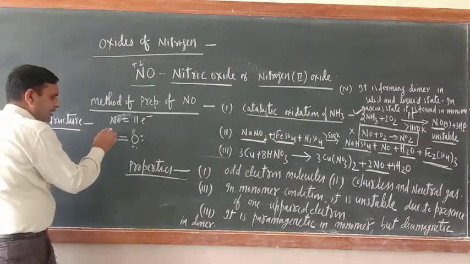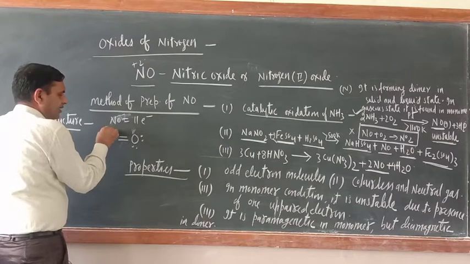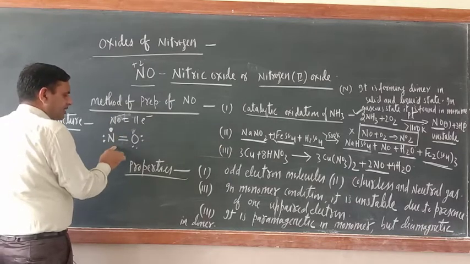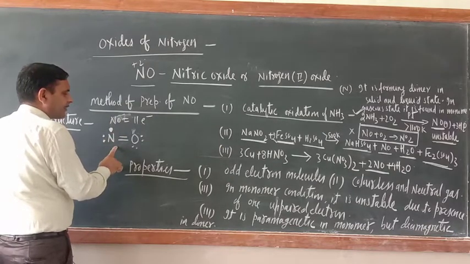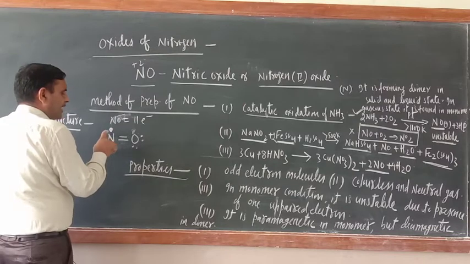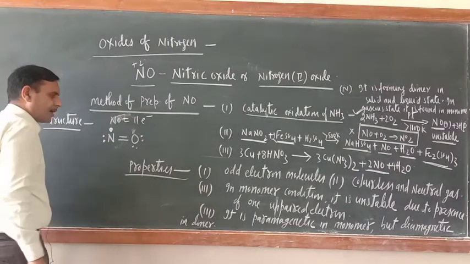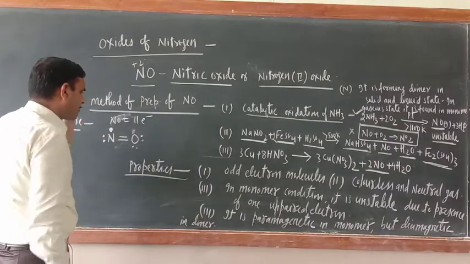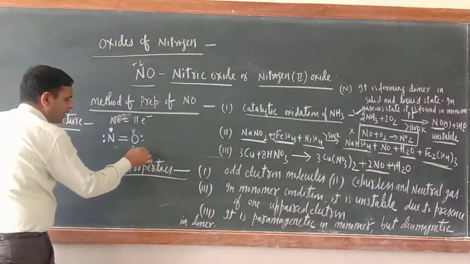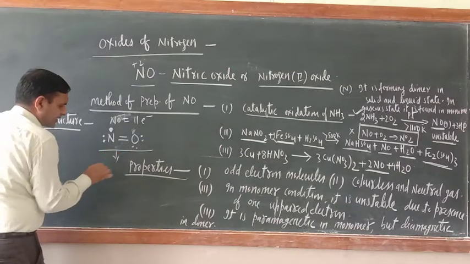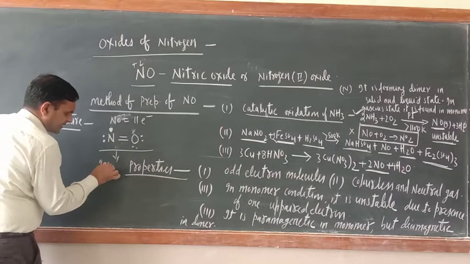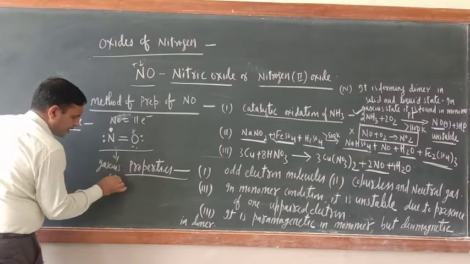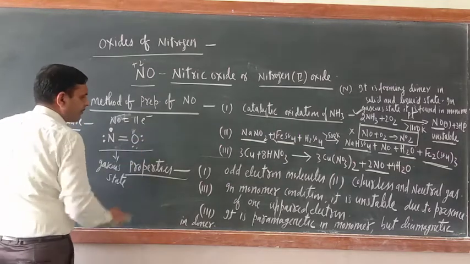Now just see this unpaired electron. This is the monomer condition. This unpaired electron makes it paramagnetic. Now try to understand, this is found in the gaseous state only. Now try to understand how it will form the dimer.